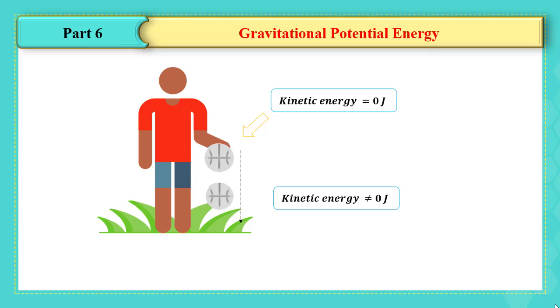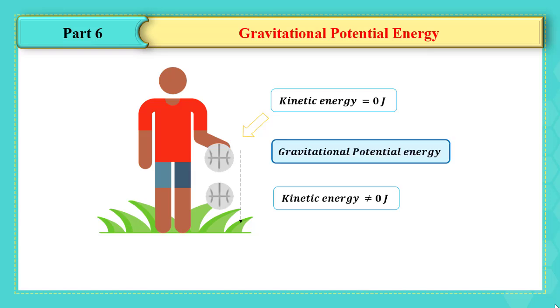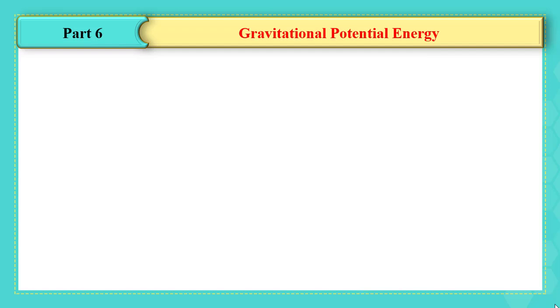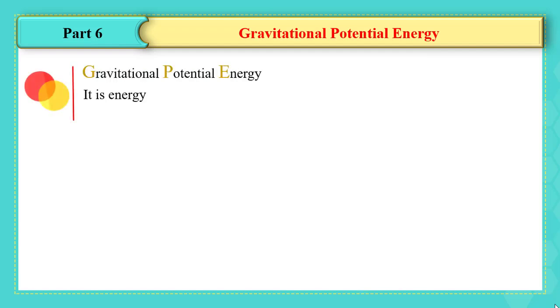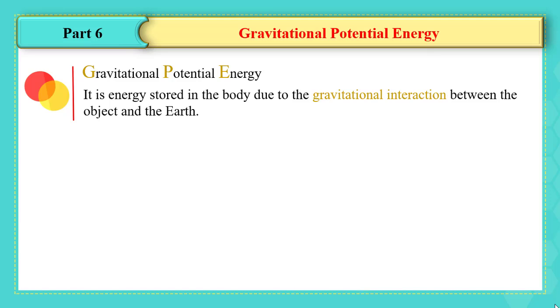As this energy cannot exist without gravity, the ball cannot fall and stay close to the hand of the person. So this energy cannot be stored in the ball alone, but in the system ball-Earth. This energy, which is stored in the system ball-Earth, is called gravitational potential energy. This stored energy is called so because it is due to the gravitational interaction between the object and the Earth.